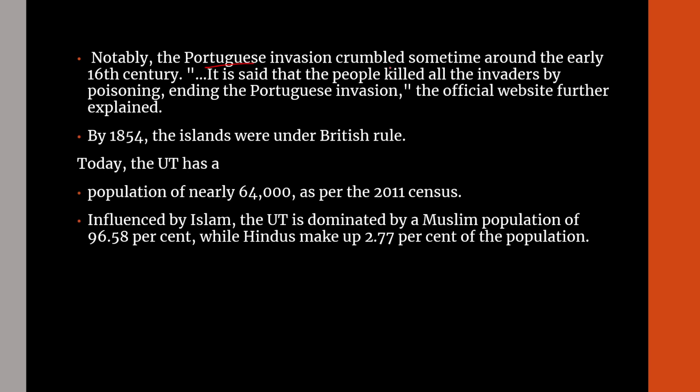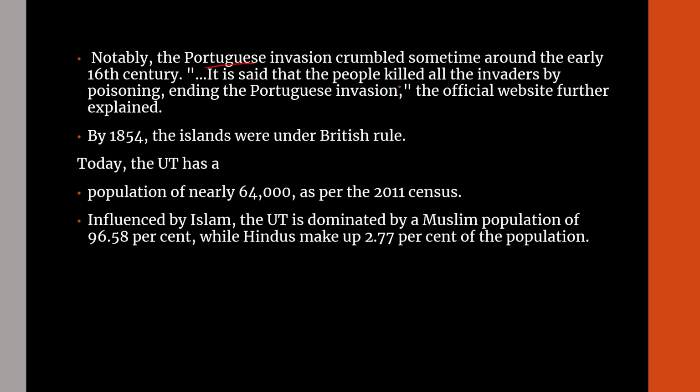Notably, there was a theory about the Portuguese invasion crumbling. When the Portuguese came to these islands and started settling there, at some point their settlements were under threat. There was a mythical theory, which some people have written about, that for some period of time the Portuguese were not there in good numbers, though they were actually ruling it.